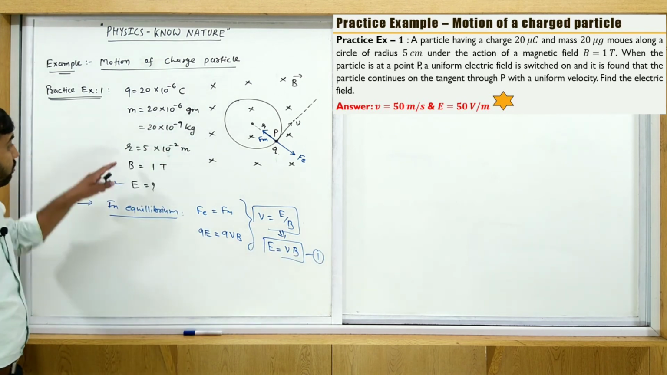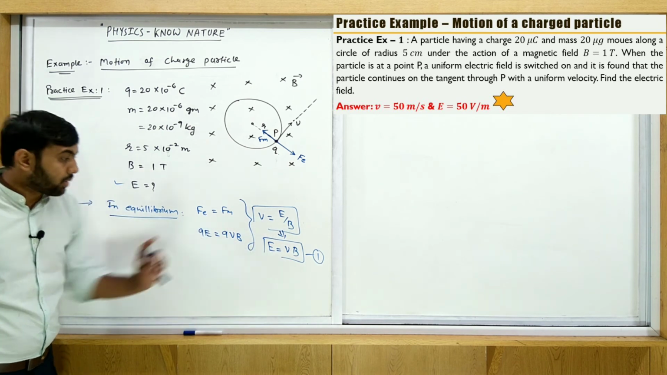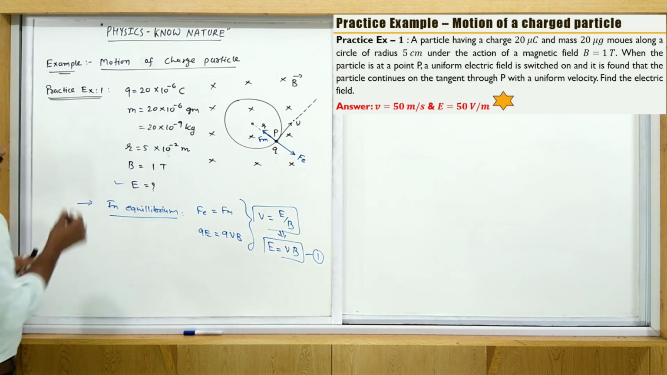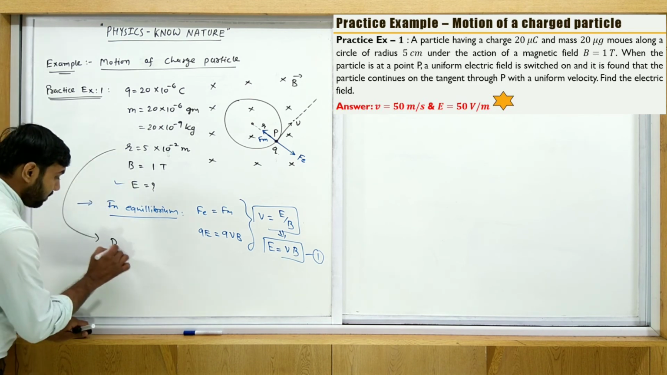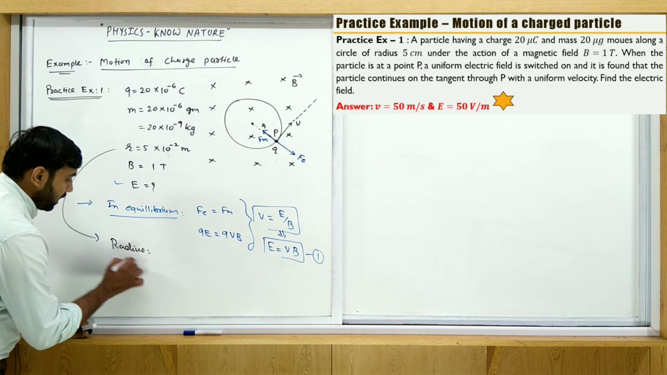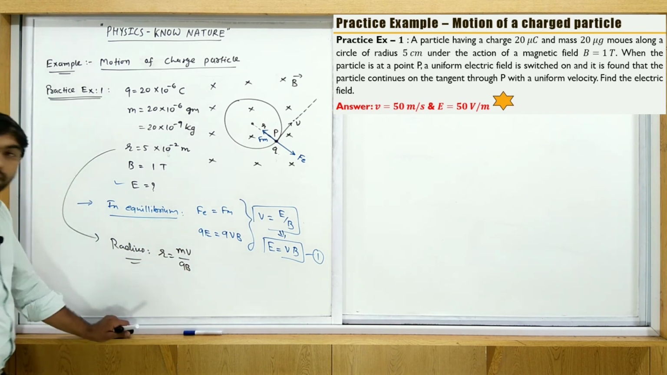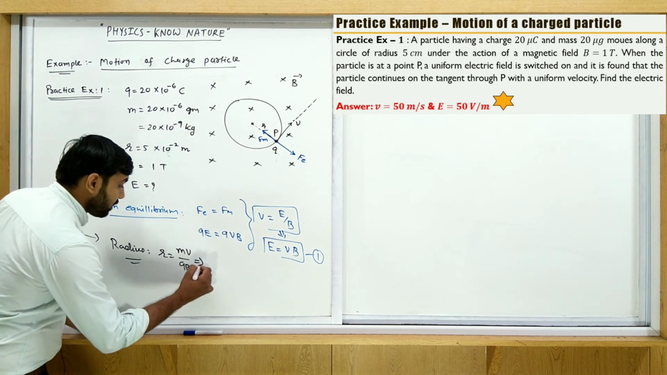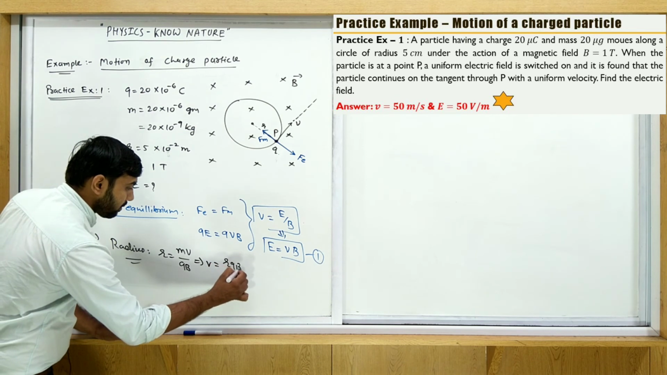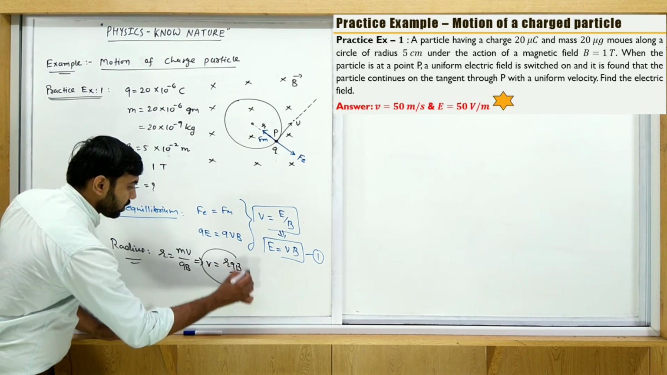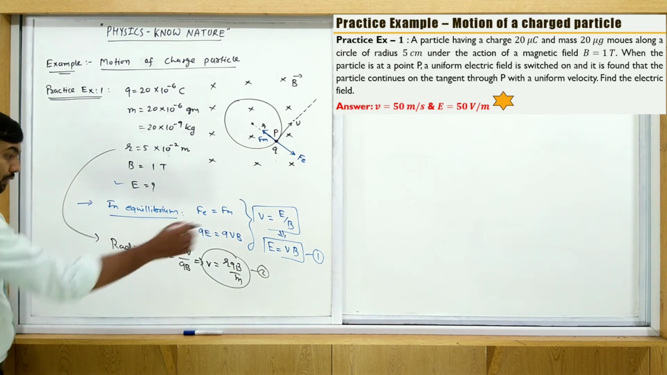Now B is known, but V is not given. See, magnetic field is given, but velocity is not given. So you see radius is given. So use this concept to solve this problem. What is radius? Radius R is equal to mv upon qB. So from this find the V. So V is equal to R qB by m, equation number 2.